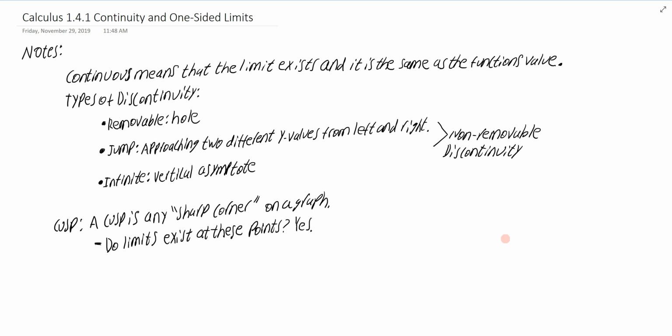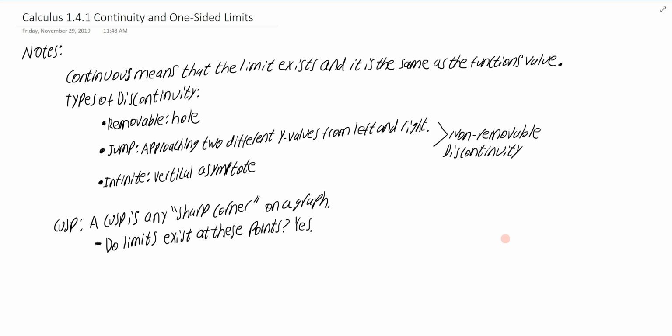The first statement that I want to make sure we all have is that continuous means that the limit exists and it is the same as the function's value. This statement is really just trying to dictate that if we have a continuous function, we're going to have limits that are going to be able to be found throughout the function.